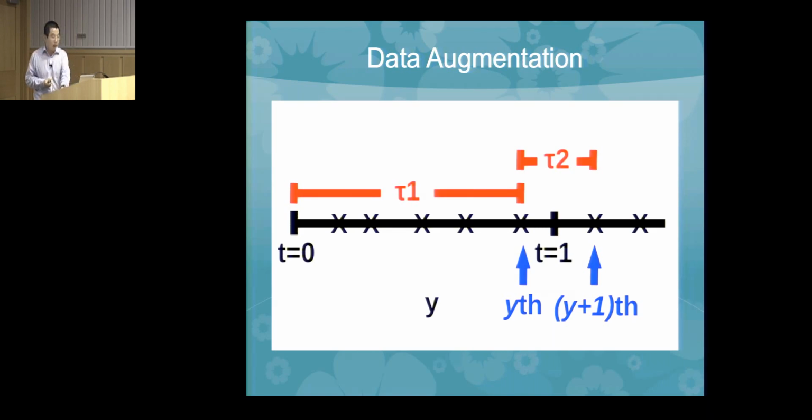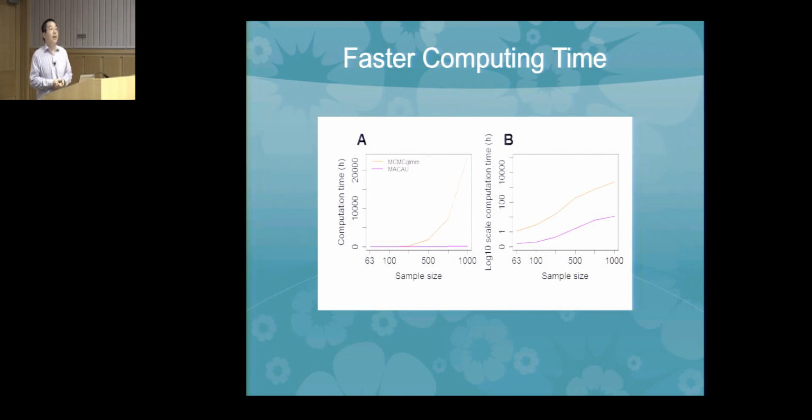So that's the main trick of this data augmentation approach. And because of this data augmentation approach we use, and also because of some other novel algebra tricks we use for mixed effects models, we can see that our MCMC is extremely fast. Compared with the standard MCMC method, called MCMC GLMM, which is this orange line, if we record the computation time on the log scale, you can see that our method, the purple line, works much, much faster.